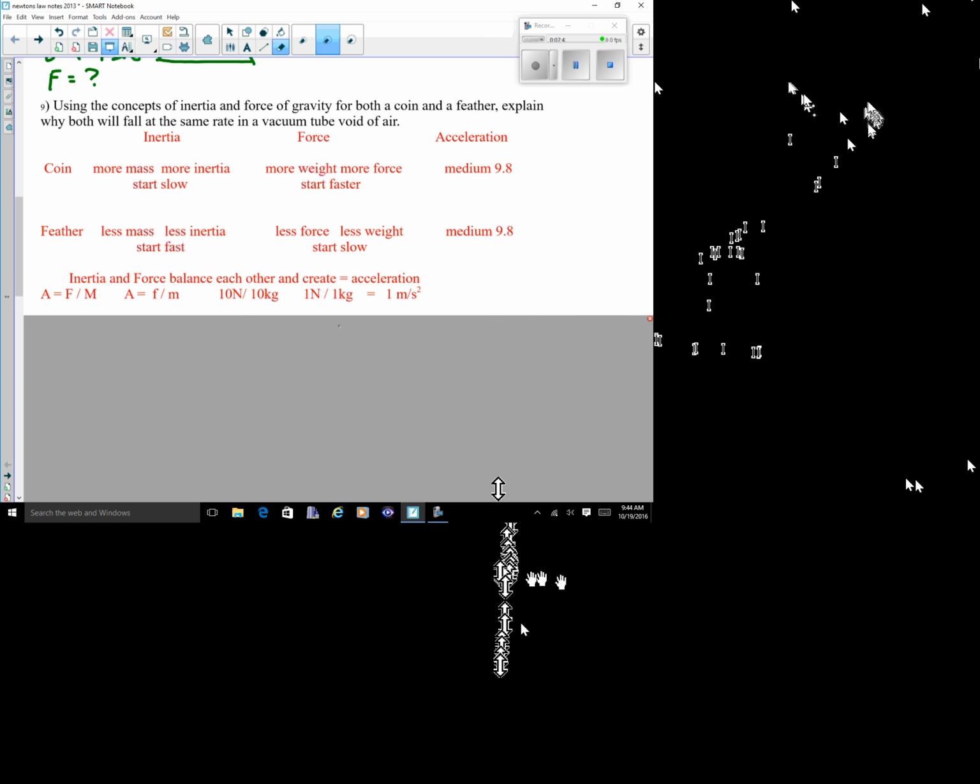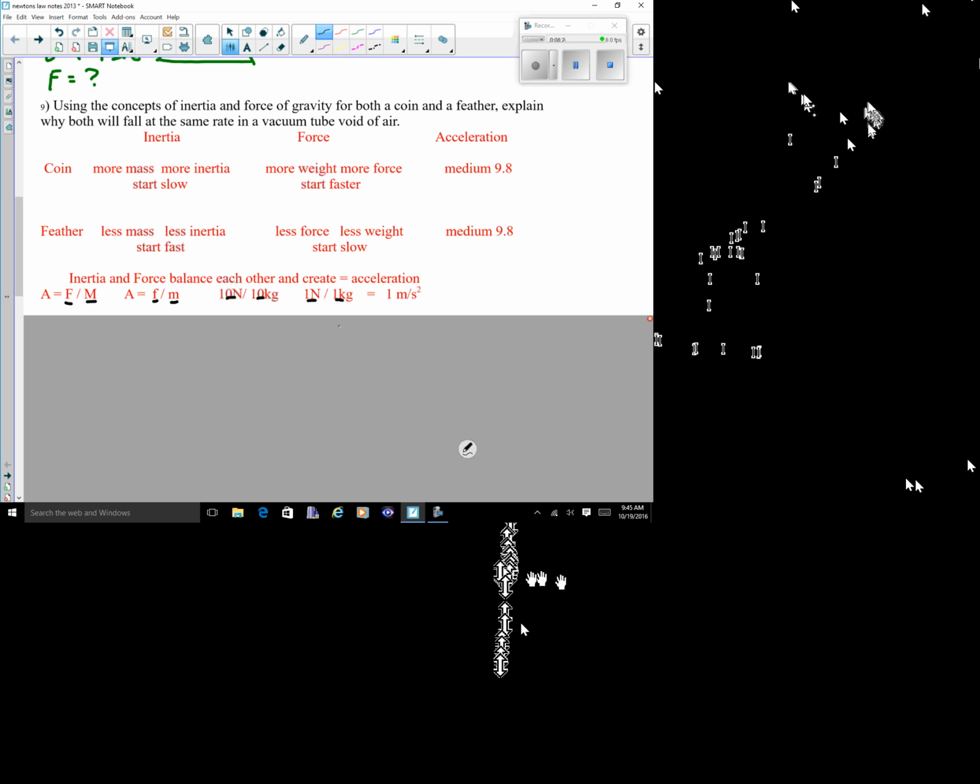Now, if you look at these formulas I have written down here in big letters and little letters, if you take a big force and you divide it by a big mass, you get the same number. For instance, 10 divided by 10 over here. 10 divided by 10 is 1. Over here, I have little letters, little f divided by little m. Well, if you take a little force like 1 and you divide it by a little mass like 1, you still get 1. So once again, inertia and force are constantly balancing each other out. So if you have a big force, you also have a big mass. If you have a little weight or a little force, you also have a little mass. So the ratio of acceleration is always the same, 1 meter per second squared.